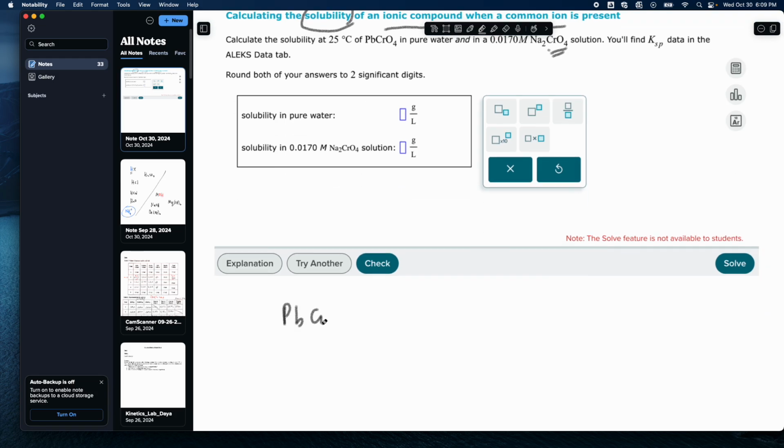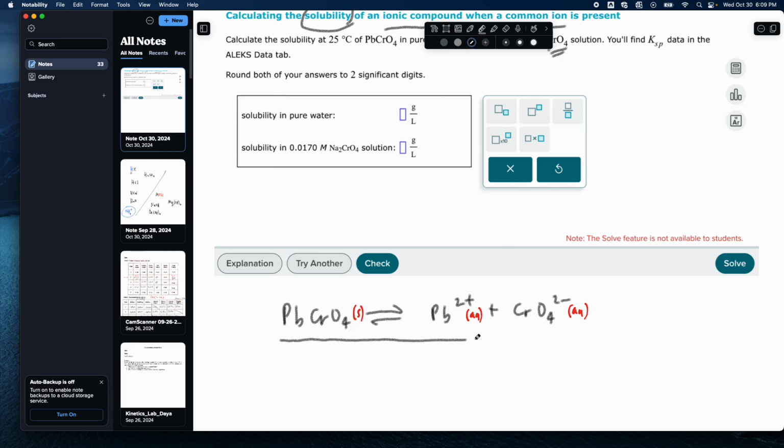Lead 2 chromate goes in solution as lead 2 plus and chromate. If I have that charge wrong, don't let me know. Let's go here. This is a solid, and this is aqueous, and this is aqueous.